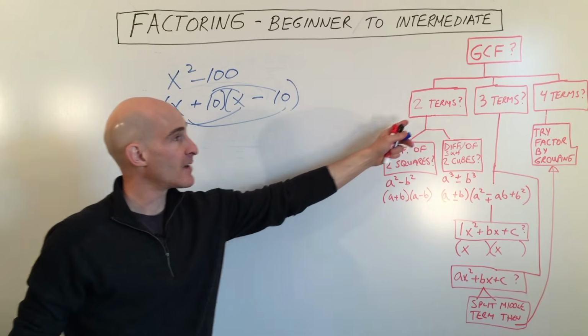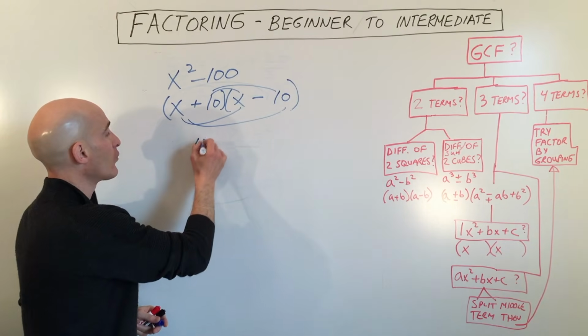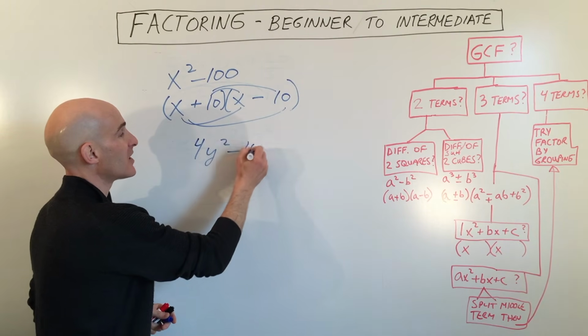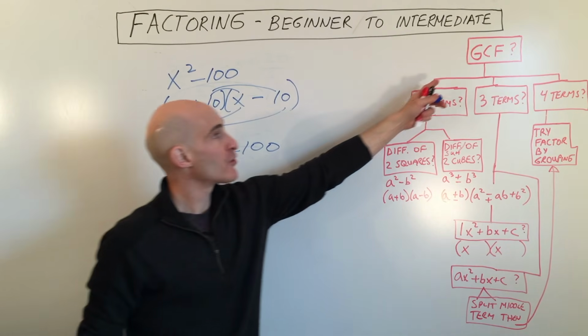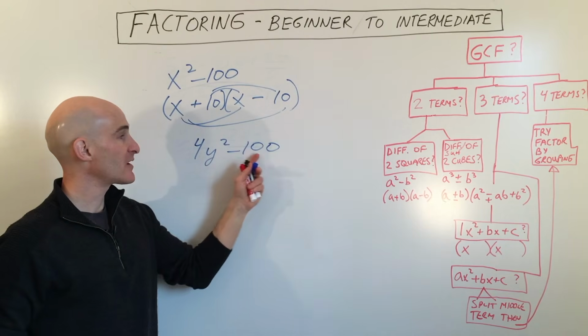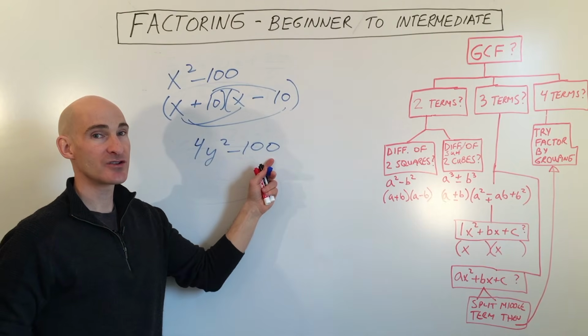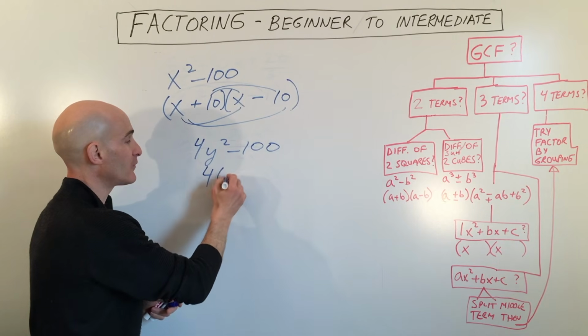Let's look at another example of two terms. Let's look at this one, 4y squared minus 100. Now remember with factoring, the most important step is the greatest common factor, so we want to do that first. Is there anything that we can divide out of both of these terms? That's right, we can divide out a 4. So we're going to factor out the 4.